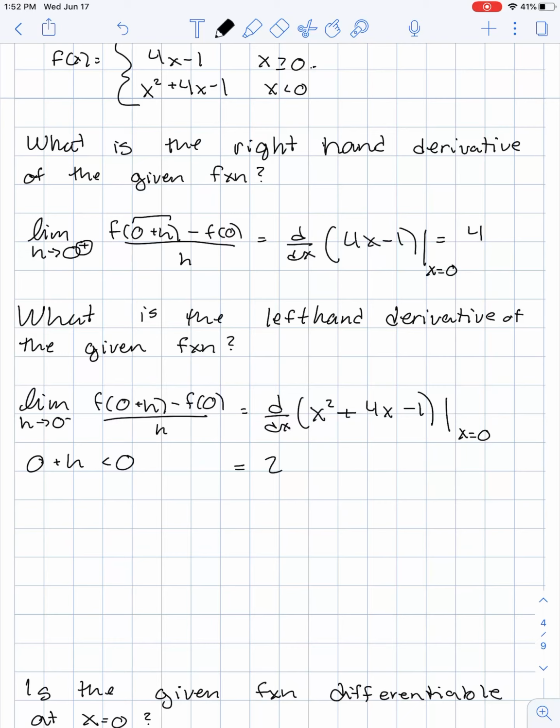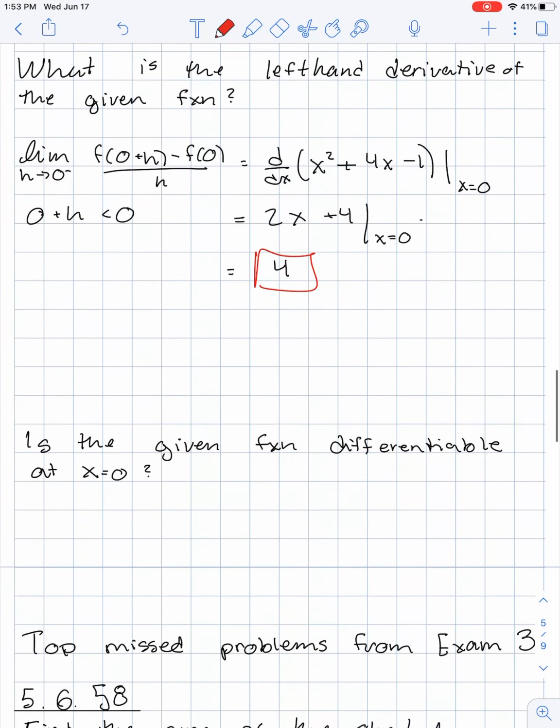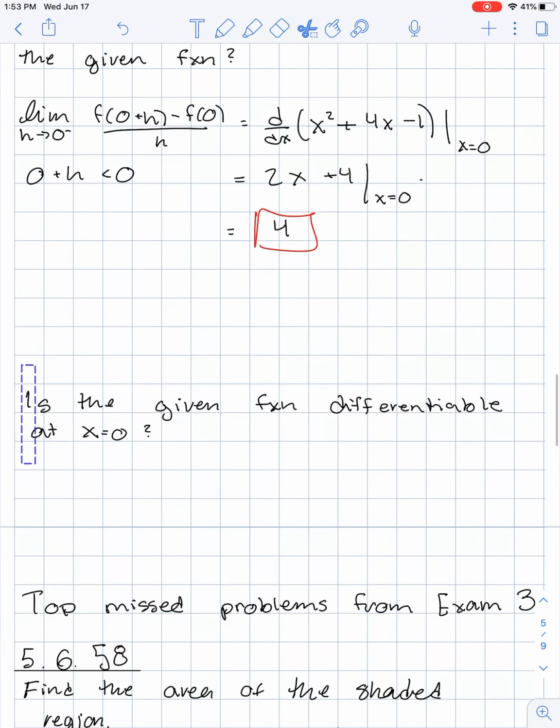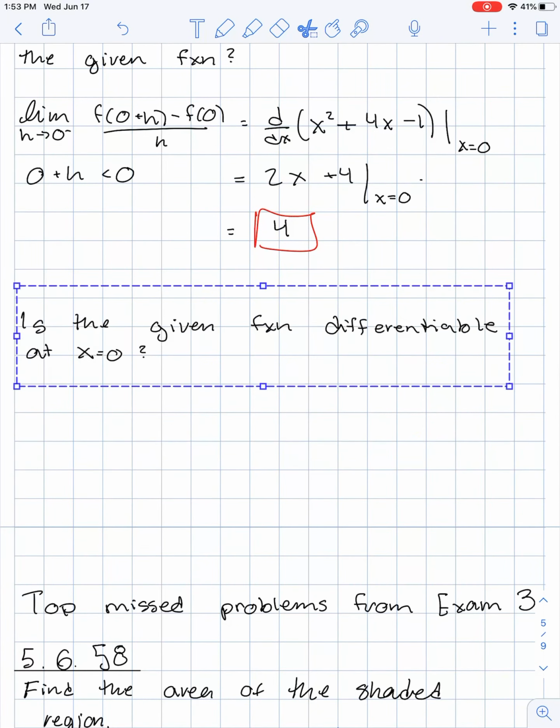So I know how to take derivatives. It's going to be 2x plus 4 evaluated when x equals 0. So 0 plus 4 is just 4. Perfect. So let's put everything in a box when it's the right answer. There you go. Oh my gosh, all this real estate I'm getting back. It's free real estate.